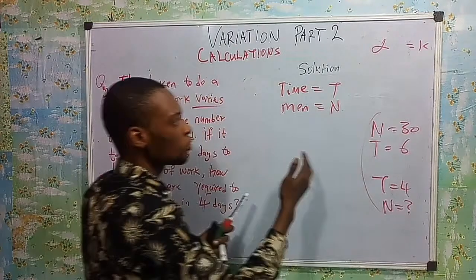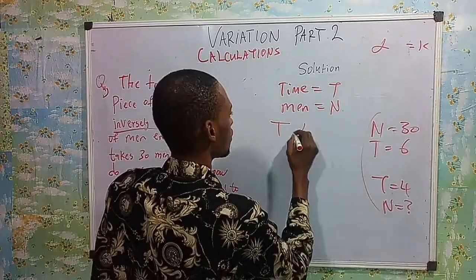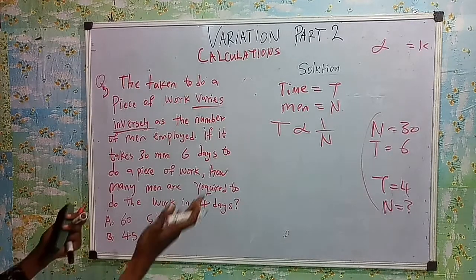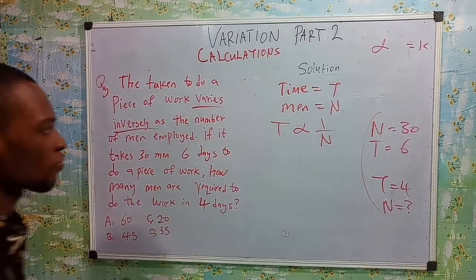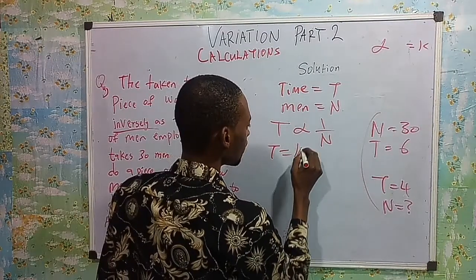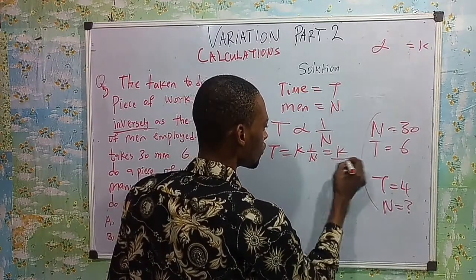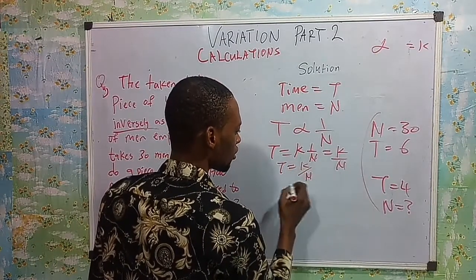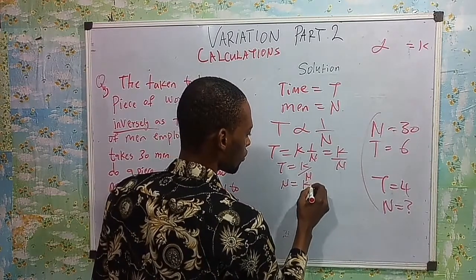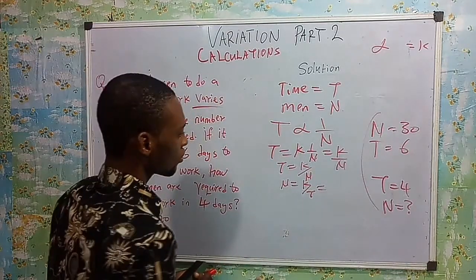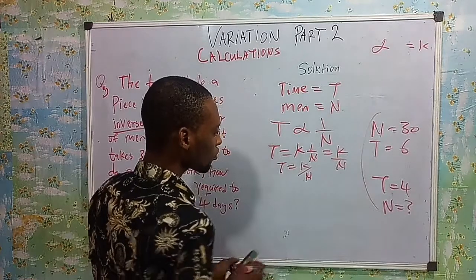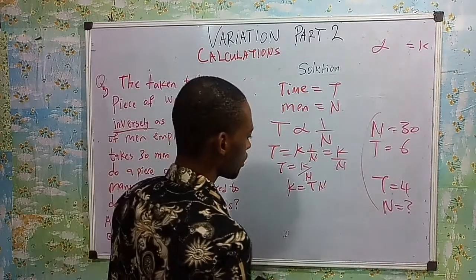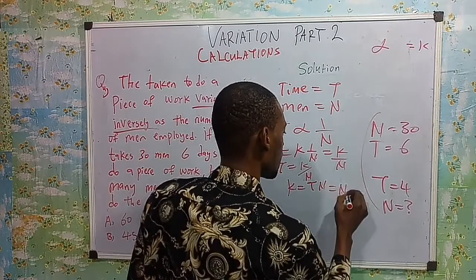So from here, we will be able to solve, knowing that T varies inversely as N. The time taken varies inversely as the number of men employed. So that is the expression. And recall, proportionality, T over N is the same thing as K over N. And like we've been doing, T equals K over N, then K equals T N, same thing as N T.